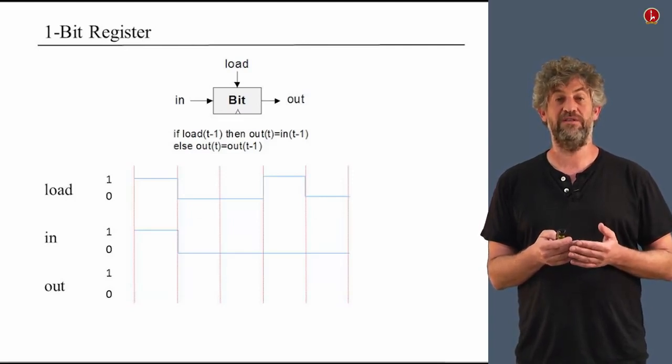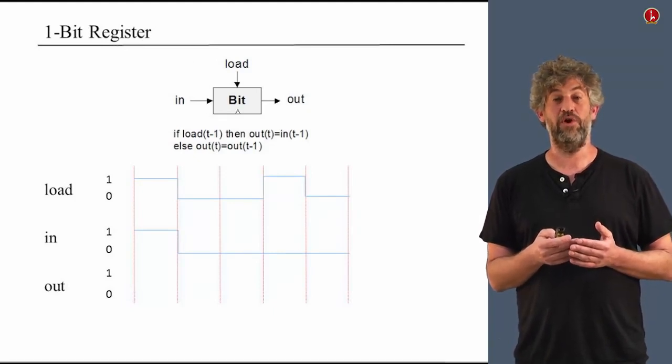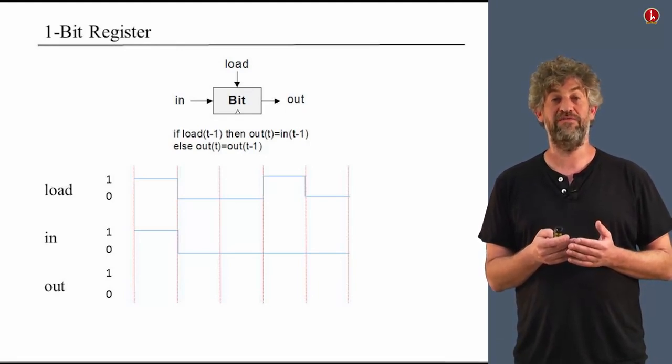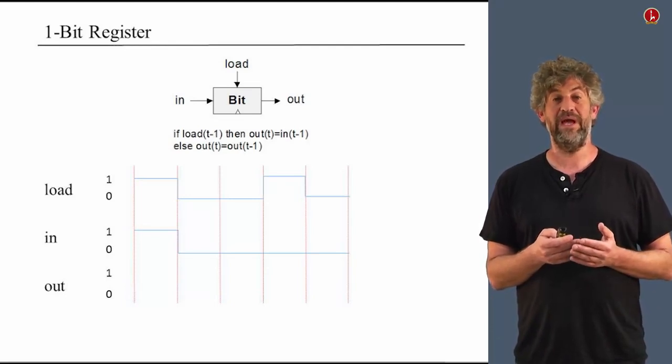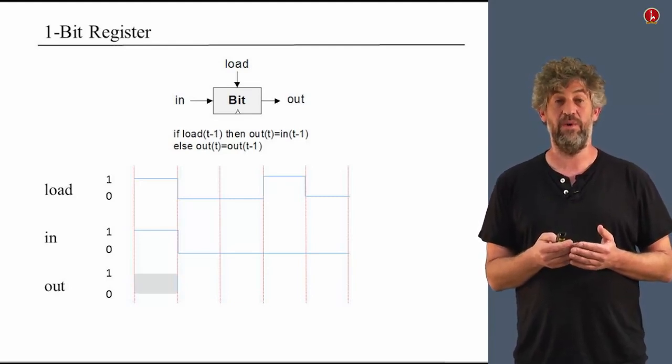So again, let's look at 2 possible signals for load and for in. For example, we ask for loading in time units 1 and 4, while input is, let's say, 1 in the first time unit and then it goes down to 0. So let's see what we expect the output of this bit chip to be. Well, in the first time unit, we don't know the history, so we have no idea what the output is. Let's put it in gray.